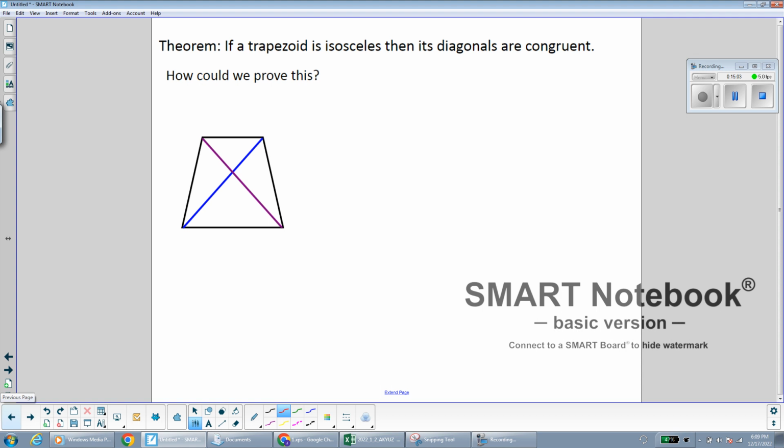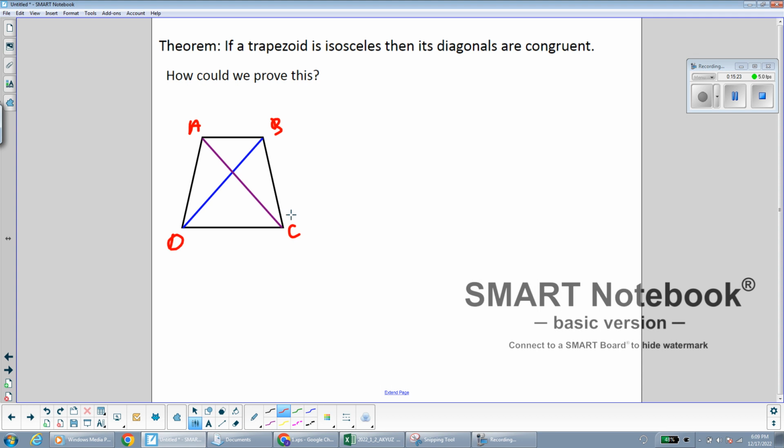Here we have a theorem about isosceles trapezoids. If a trapezoid is isosceles, then its diagonals are congruent. So we're going to prove this together. Here I have a trapezoid, and I'll give it a name. I'll call it trapezoid ABCD.